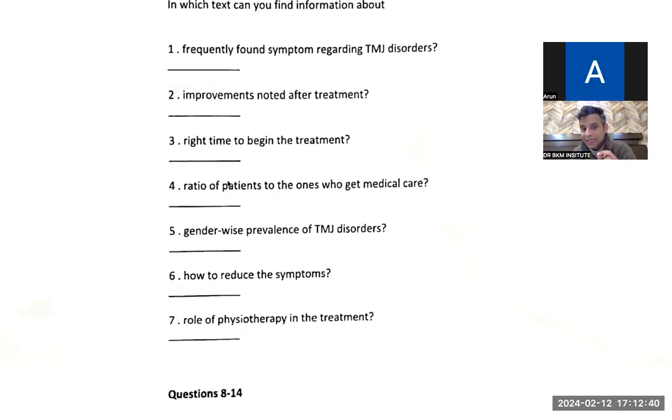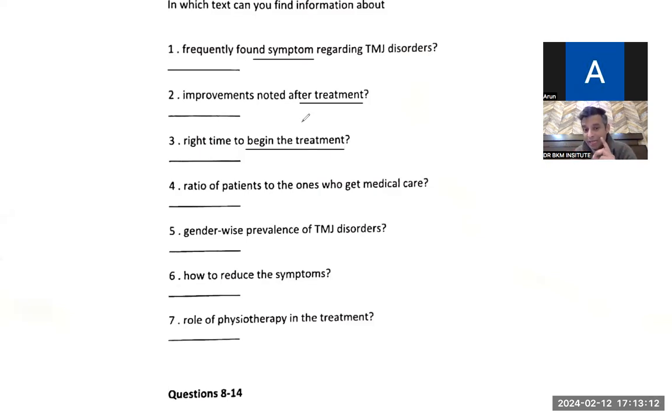Fourth question is about the ratio of the patients, the ones who get medical care. Fifth question is about gender wise prevalence. So in the final exam, guys, what you are going to do is record these words: symptom, after treatment. Then you can find paragraph A, B, C, or D, because in the final exam you will have just 15 minutes. You will not have much time, so you have to do this in less time.